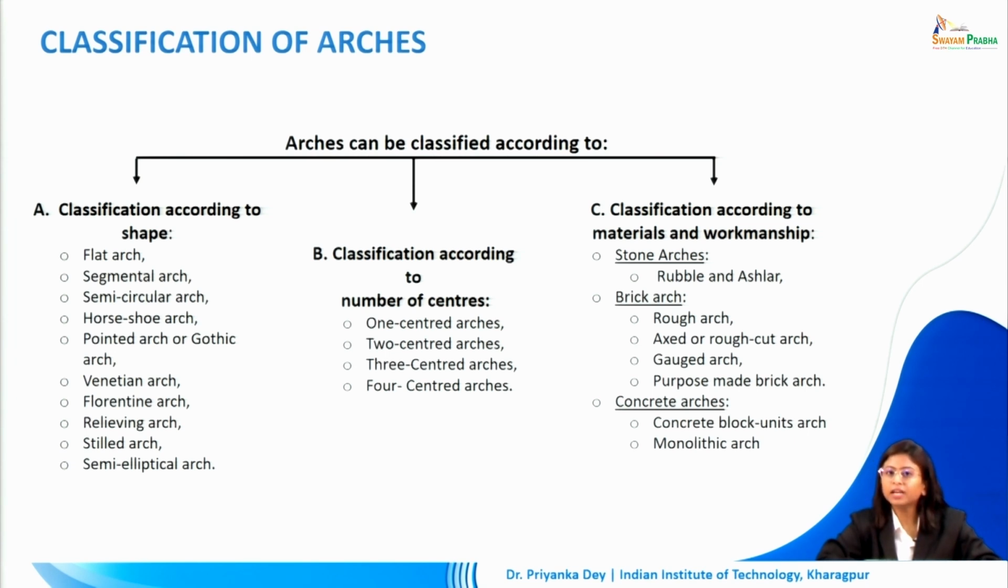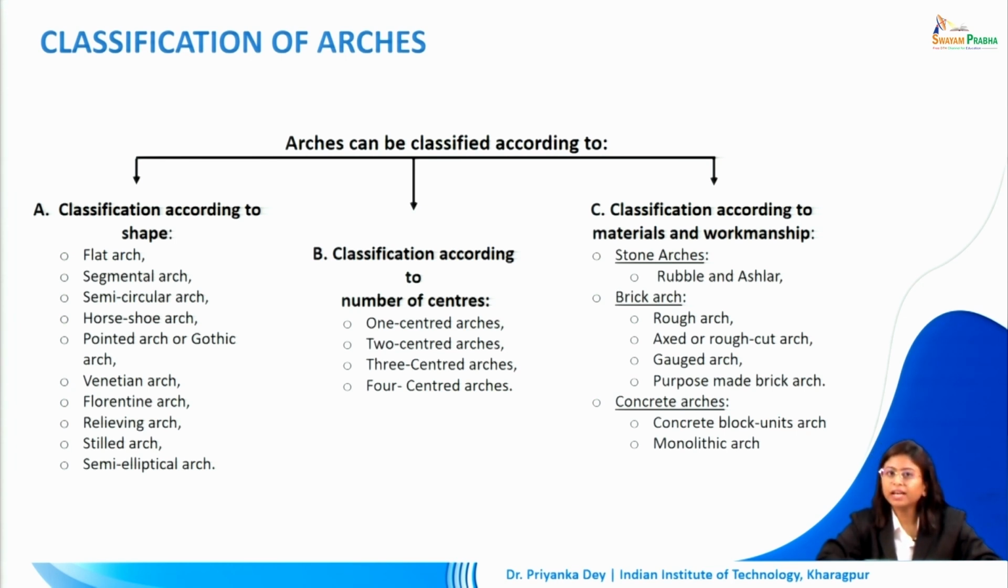We can classify arches on the number of centers as well. We know what the center is, that is from where the extrados, intrados and the arch rings are struck. So, based on the number of centers available in an arch, we can classify them as one centered arch, two centered arch, three centered arch or four centered arch. So, multiple centers are also possible in our arch shape. We will see how that is possible.